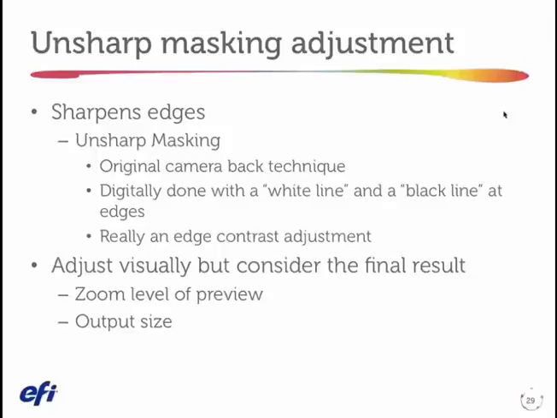Also consider your output size and screening. If I'm using a very coarse halftone screen, that is a low LPI screen, I might need a little more sharpening than if I'm using a higher LPI screen, like in the 100 to 200, 300 range. Remember too that the output size is going to matter. If I sharpen an image for a poster and then I print it as a postage stamp, the smaller reproduction is going to look too contrasty. The edge lines will be too big.